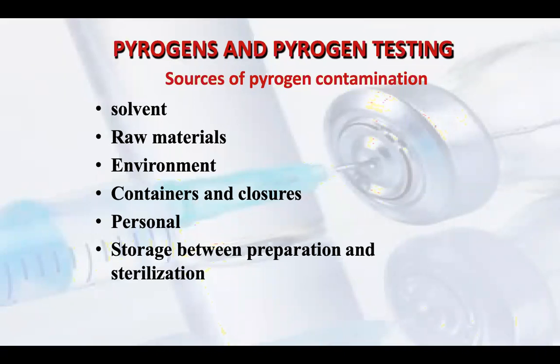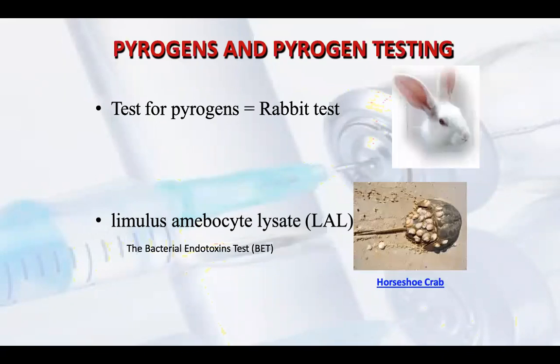So pyrogens and pyrogen testing, what do they do? Sources of pyrogen contamination may be solvent, raw material, environment, containers and closures, personnel, and storage between preparation and sterilization. Tests for pyrogens: first is the rabbit test, second is the LAL test, Limulus amoebocyte lysate. Two tests have to be performed: one is the rabbit test, and then they go for the LAL test.